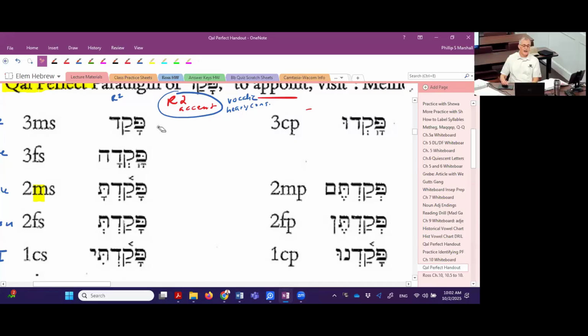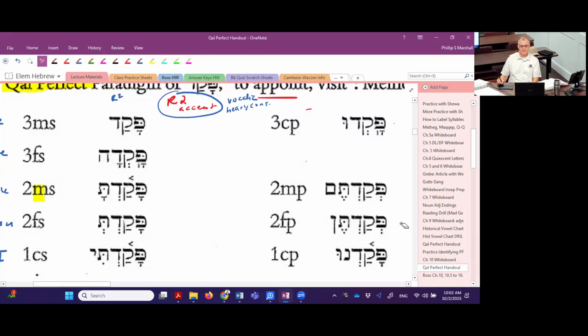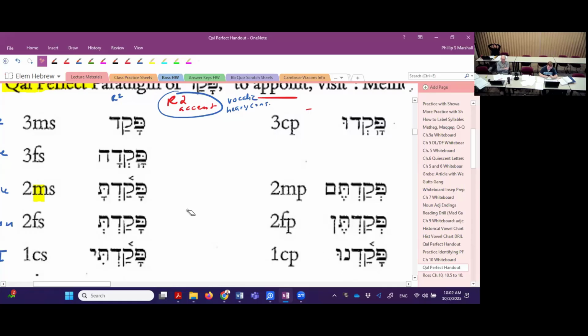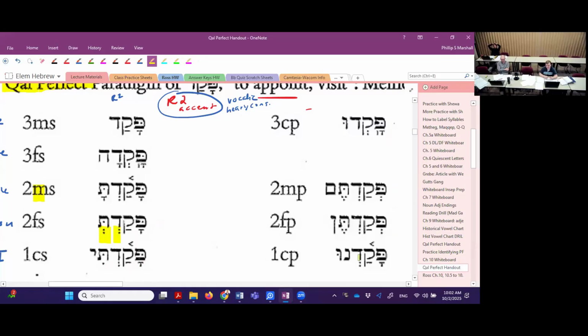Again. Pakat pakada pakata, pakat pakati, pakadu pakatem pakaten pakadnu. That's the cow perfect conjugation. We're struggling here, aren't we? Pakat pakada pakata, and then it's pakat, silent shabbat, right? Pakat pakati, pakadu pakatem pakaten pakadnu.